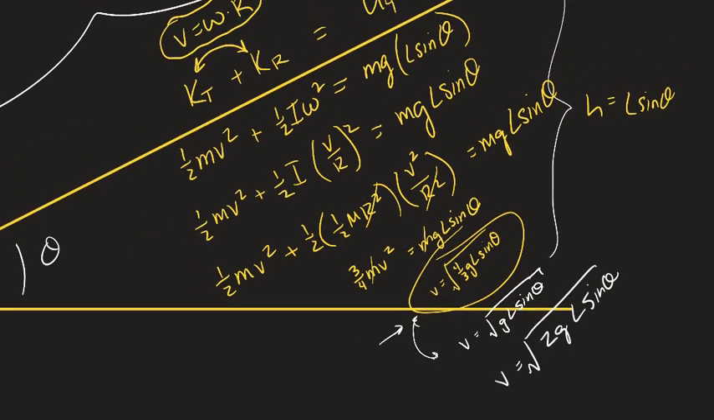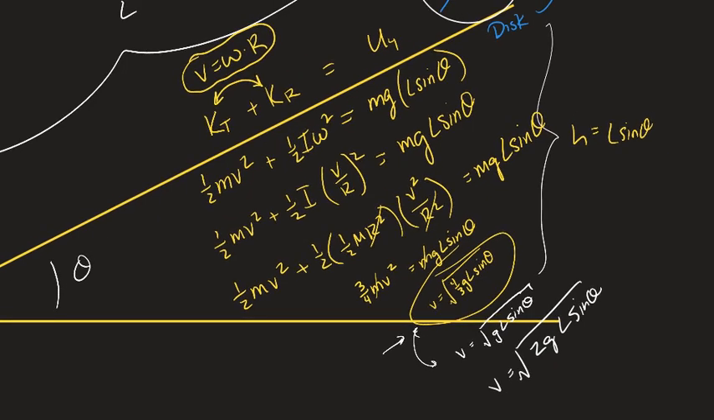Why is it that the disk and the ring both are slower than just sliding down the ramp? Well, because that total amount of energy has to be divided into 2 things now. It didn't before. If it was just a block sliding down the ramp, then all of its energy went right into translational kinetic energy. But now the energy is split into 2 parts. So it has to be going slower.